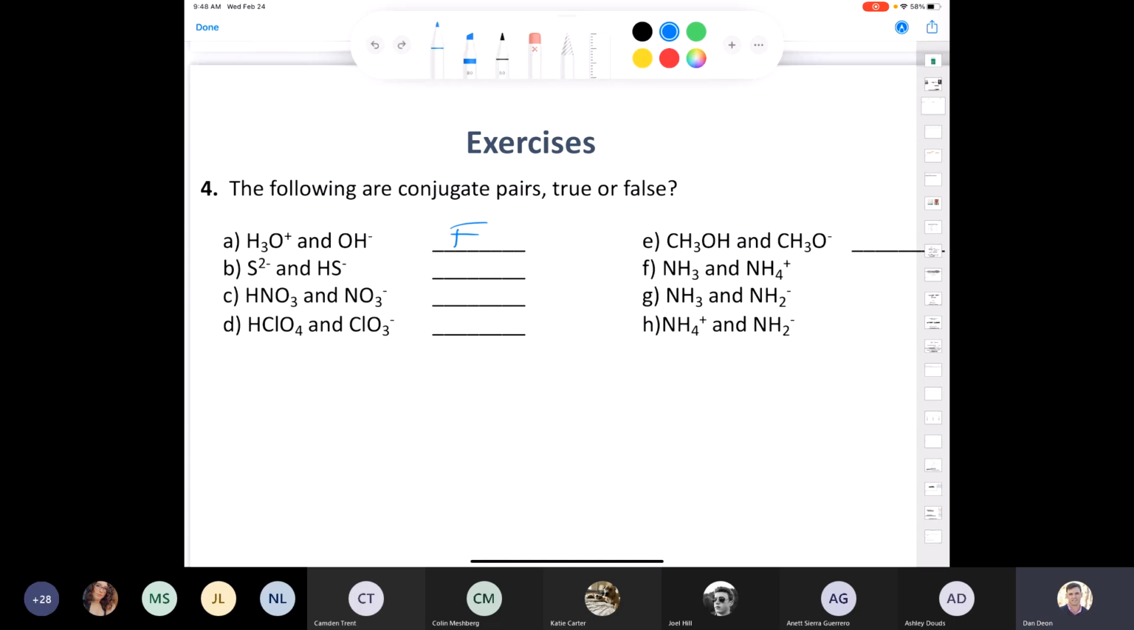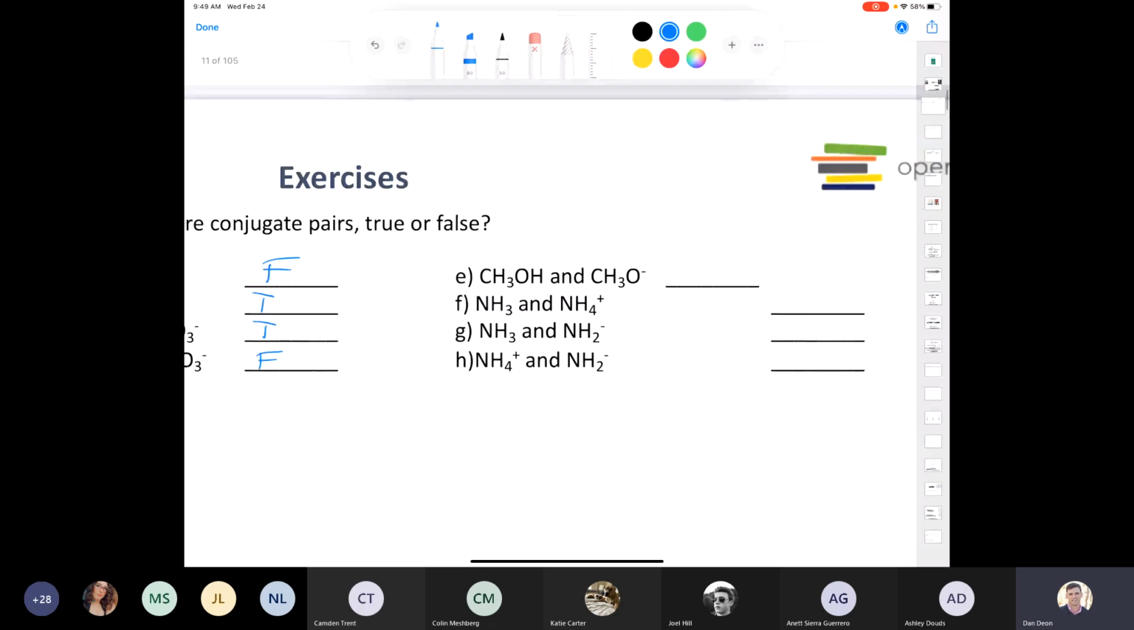Yeah, these are conjugates. The next one, you have nitric acid and nitrate. Yes, those are conjugates. What about this one here? So this is perchloric acid and chlorate. Would those be conjugates? D. True or false? Yeah, thanks, Mackenzie. The answer is false.